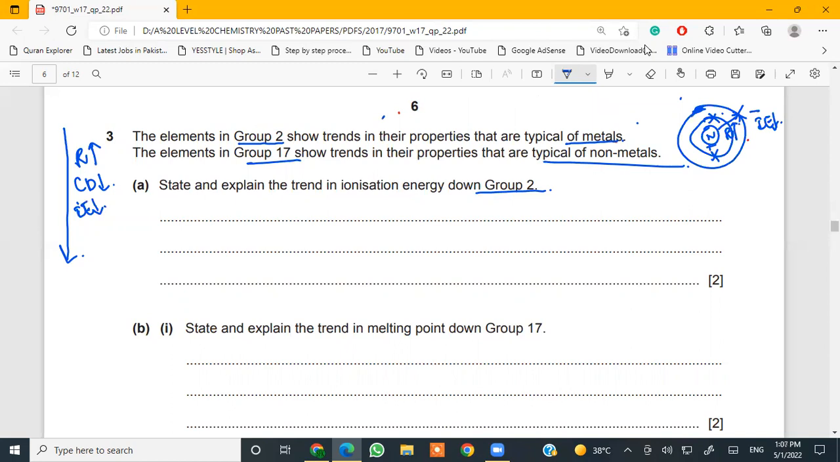Anyway, we need to state and explain the trend. I'm going to write this down over here. Going down the group, atomic radius increases, and atomic radius is one of the most important points that you need to mention in your answers. Atomic radius increases down the group, due to which the charge density decreases.